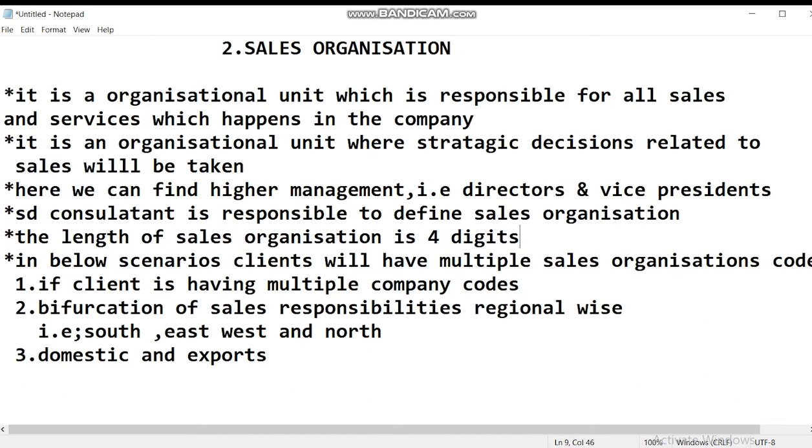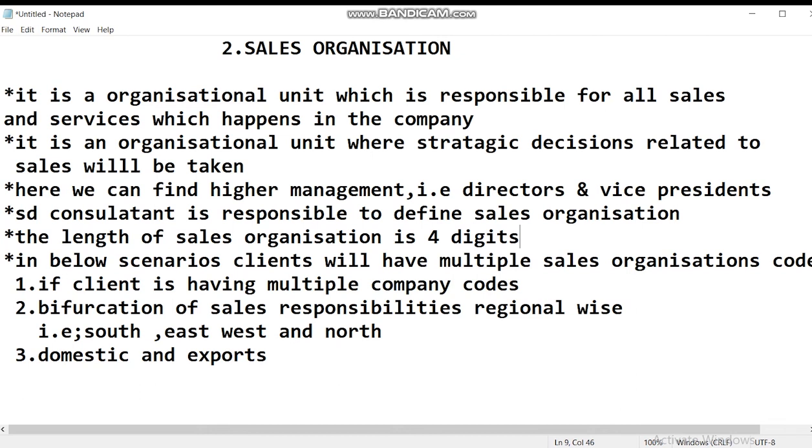I'm explaining here theoretically. After the completion of the theory, we'll define one by one in the software. I will tell you how to open the software and how to define all these things and how to link all those things: company code, sales organization, distribution channel, etc.